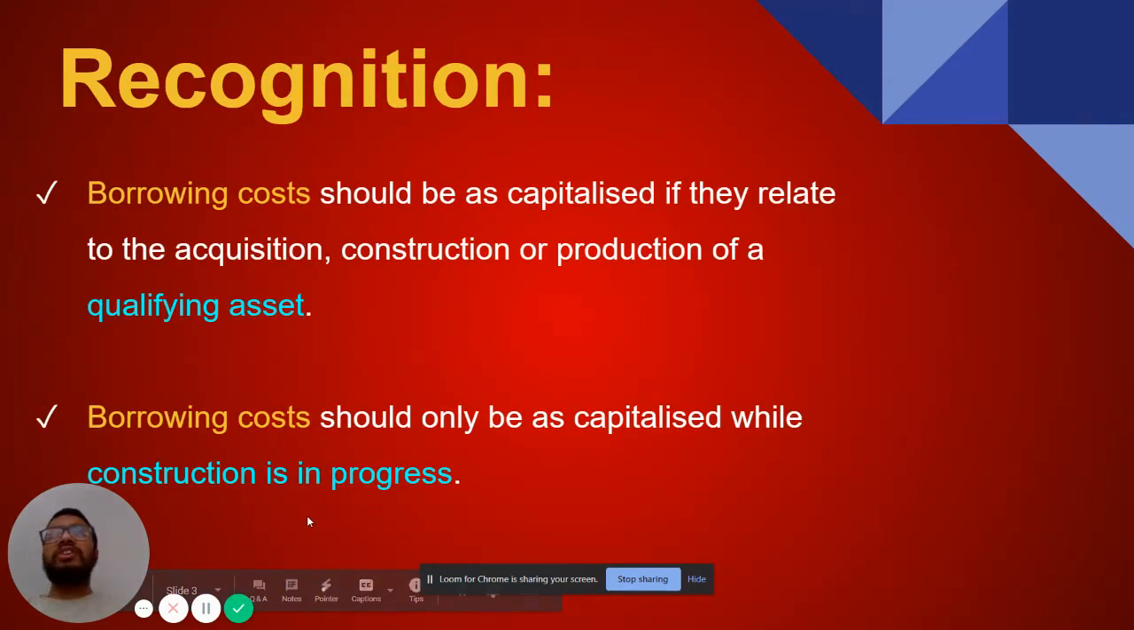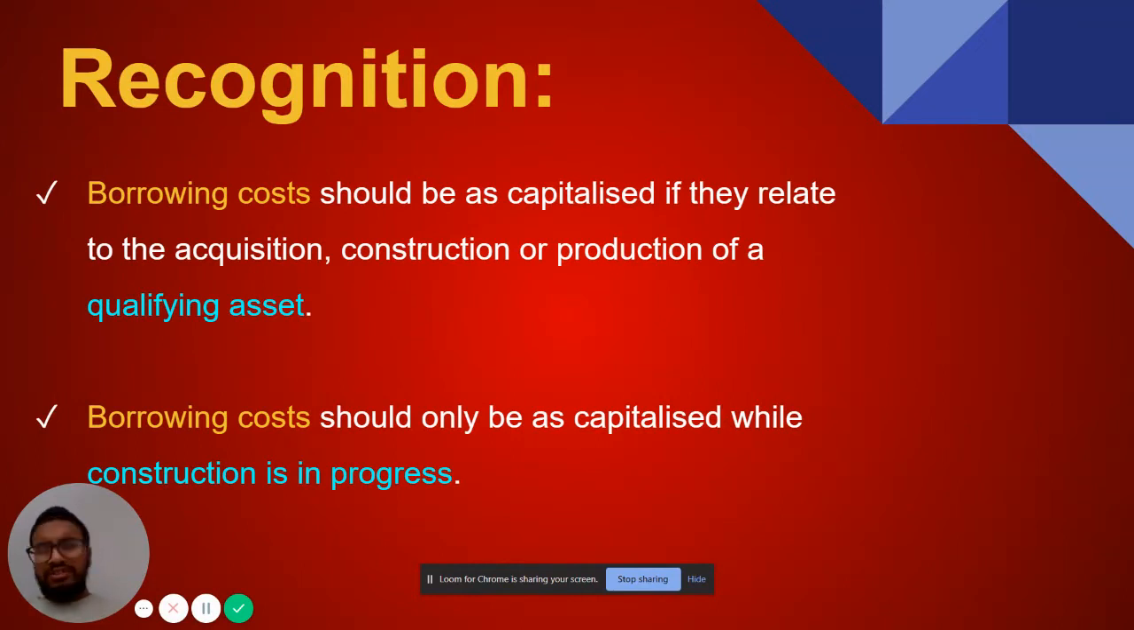So what about recognition? Whenever we are talking about borrowing cost and its recognition, we need to be careful that borrowing cost is only capitalized if it relates to the acquisition, construction, or production of a qualifying asset. So what is a qualifying asset? One which takes a substantial period of time to be ready, such as a building or any kind of plant.